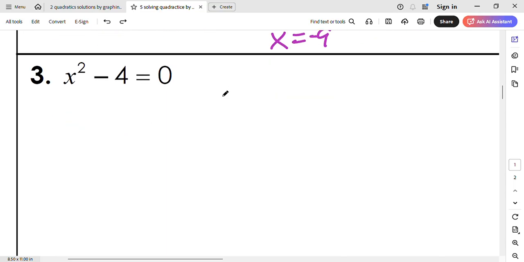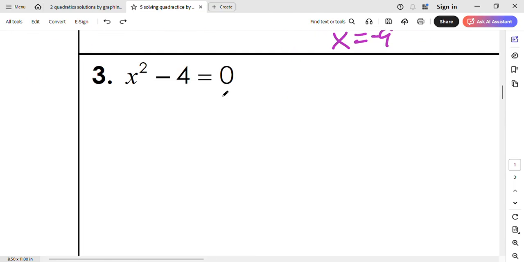Wait, what type of factoring for number 2? Number 3? Same one, same thing. No, difference of squares this time. How do you know? There's a minus sign here. And the second thing is, the first one has to be a perfect square, and the second one has to be a perfect square. Can you take the square root of x squared perfectly?